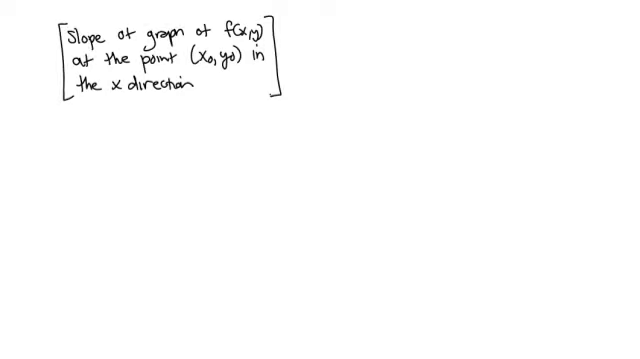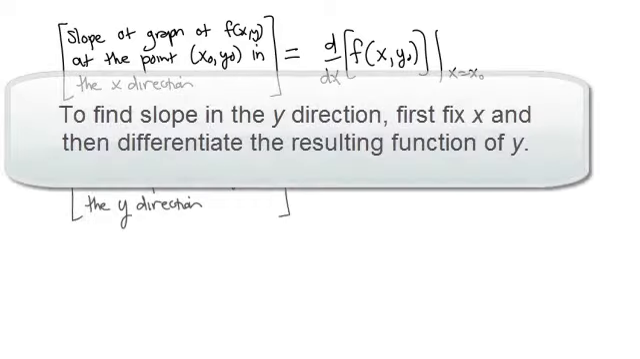So we've seen that we're able to compute the slope of the graph of f of x, y at a point x naught, y naught in the x direction by the formula. We take the function, we keep x as a variable, but we replace y with a constant. Then we differentiate this function with respect to x, and we plug in the point x naught at the very, very end.